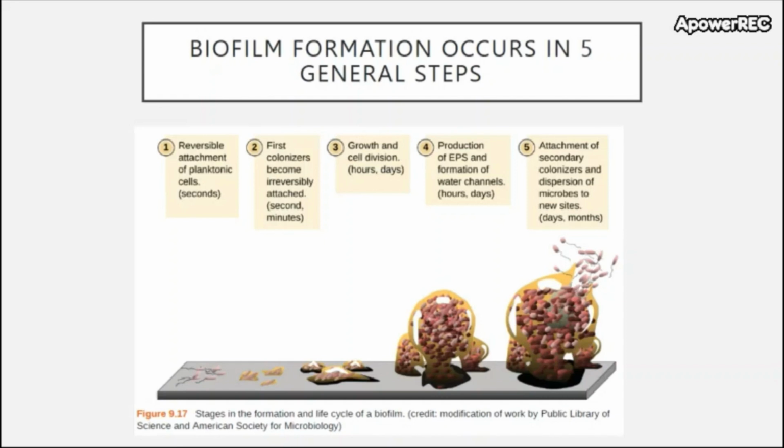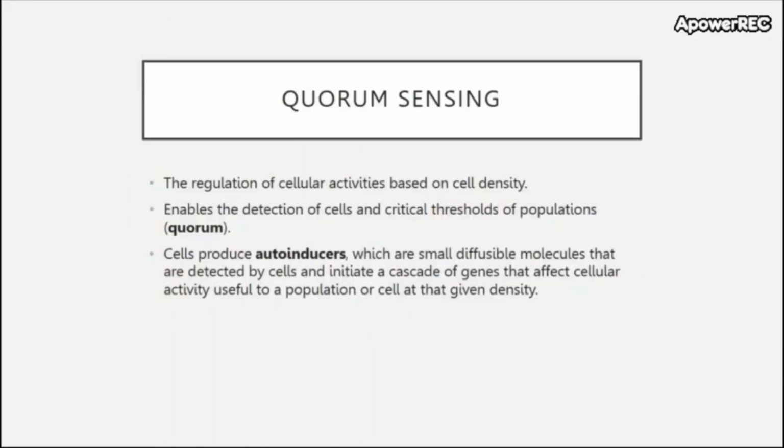And so the question can be asked, how and when do cells know when to stop development or to properly respond to biotic changes to their environment? Microbes do so through the use of something called quorum sensing, which is the regulation of cellular activities based on cell density, or the number of cells per a given volume or area. And this enables the detection of cells and critical thresholds of populations, or a quorum.